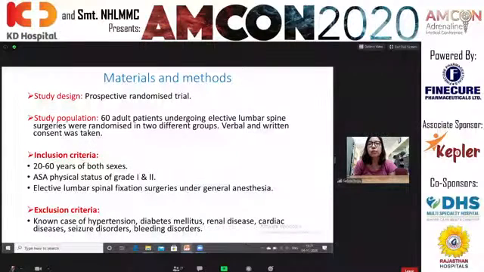Study design was a prospective randomized trial. Study population were 60 adult patients undergoing elective lumbar spine surgeries, randomized into two different groups. Verbal and written consent were taken. The inclusion criteria: 20 to 60 years of both sexes, ASA physical status of grade 1 and 2, elective lumbar spinal surgeries under GA. Exclusion criteria was a known case of hypertension, diabetes mellitus, renal disease, cardiac disease, seizure disorder, and bleeding disorders. Next slide, please.